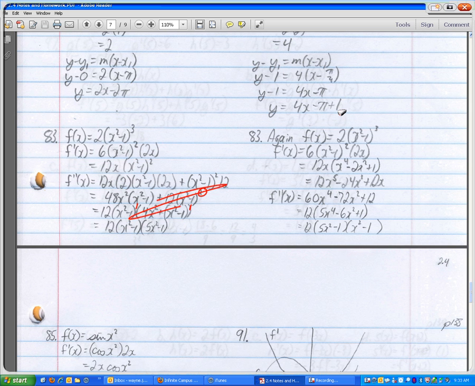You with me on the factoring step? Yes, no, maybe. Then all I got to do now is simplify inside that last parentheses. 4x squared plus x squared is 5x squared. And don't forget the minus 1. All right, we through with 83?